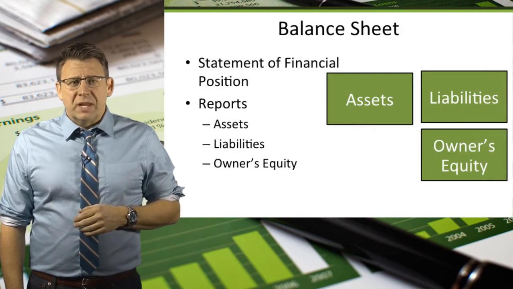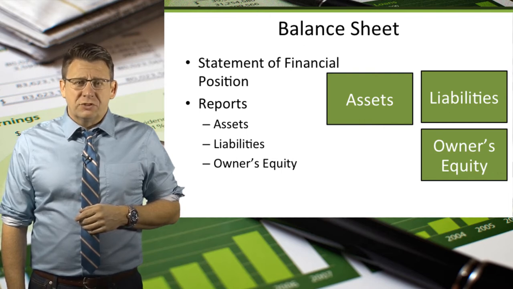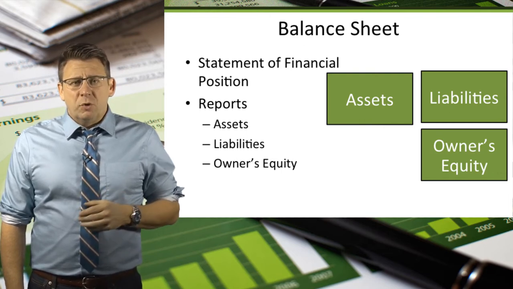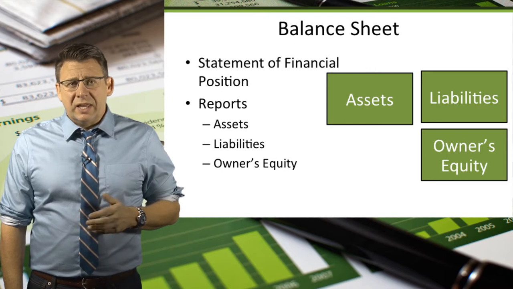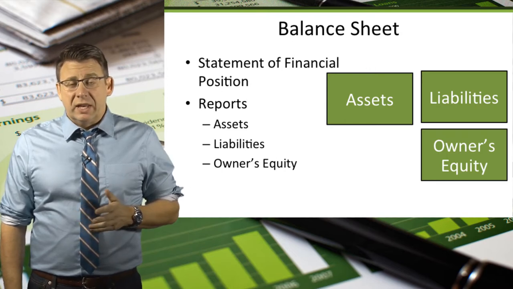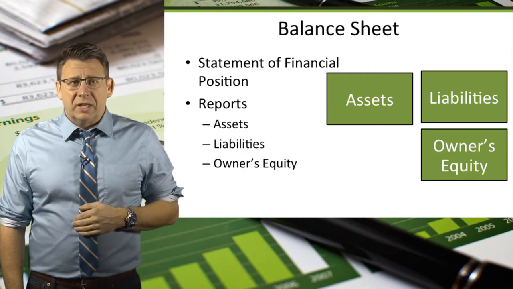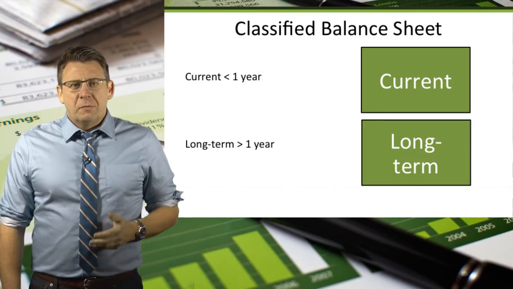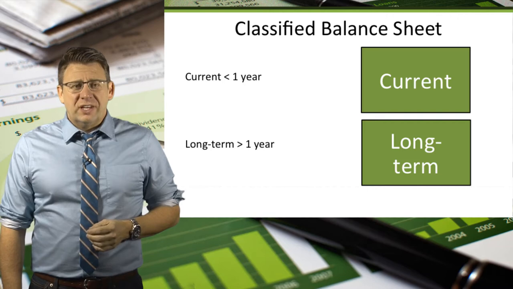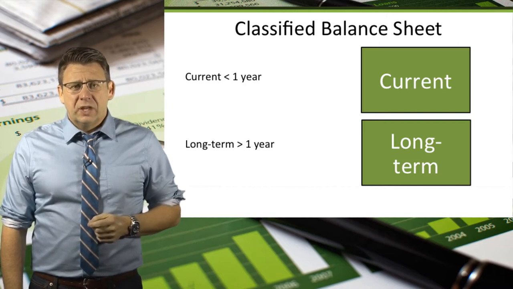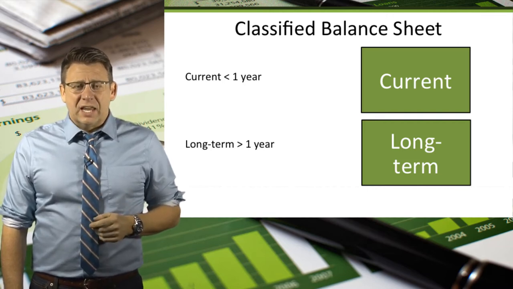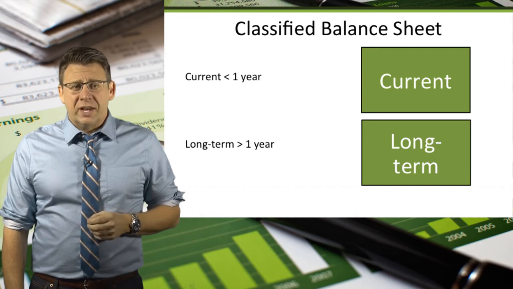The balance sheet is sometimes called the statement of financial position, meaning that at any point in time, it tells us how many assets a company has, how many liabilities or debt a company has, and how much equity the company has. The most common format of the balance sheet is the classified balance sheet. In this format, assets and liabilities are classified into two categories, current and long-term.